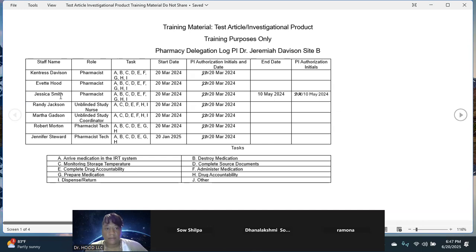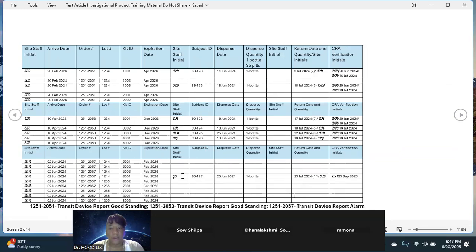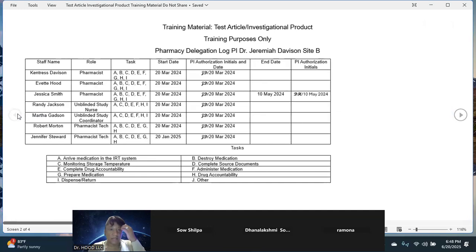So based on the end date, we can do what? Take Jessica Smith off. You can't be Jessica Smith because the patient was dispensed a drug in June and she left in May. So now we're with Jennifer Stewart. Does Jennifer Stewart have any issues about dispensing this drug based on the delegation law?